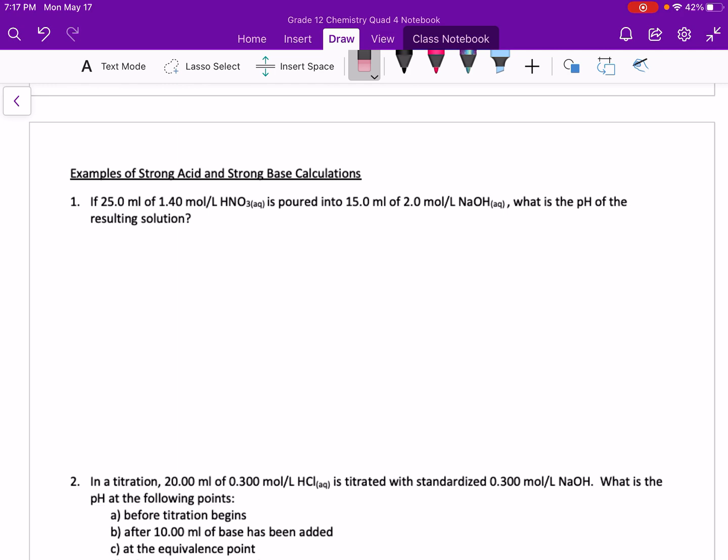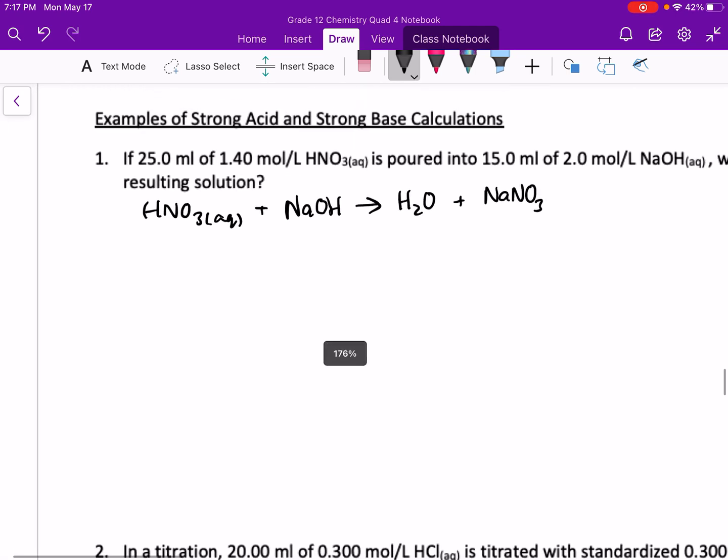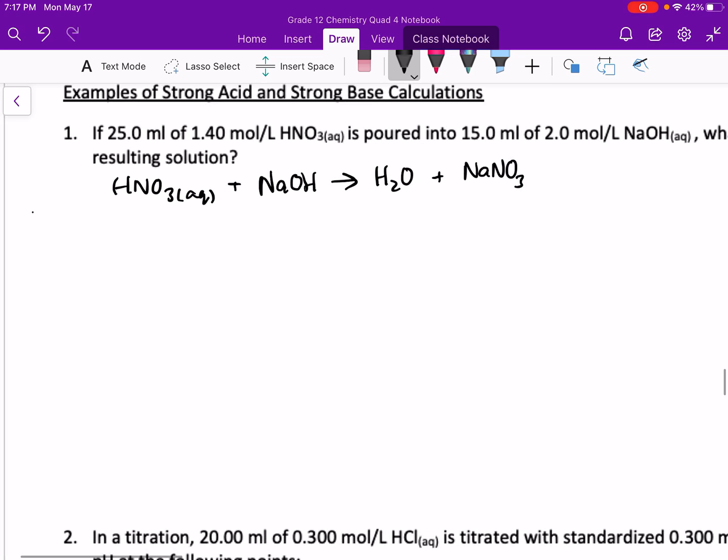The first thing that we're going to do here is write out the chemical equation of what we're working with. So we have HNO3 aqueous plus sodium hydroxide goes to water and sodium nitrate. The next step is to find my moles of each so that I can determine my limiting reagent.